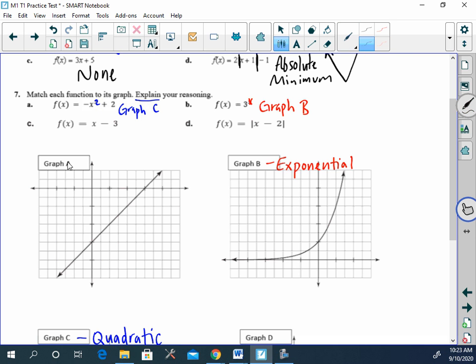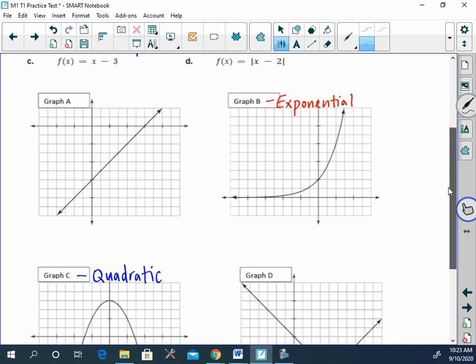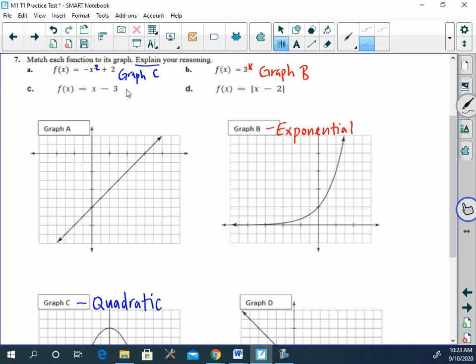Okay, then we can move to this one here. This one's linear. The x is down. There's no power to it or anything. Our slope is just 1 here. Our y-intercept would be -3, just to review that quick. But when we look at the two graphs left, the only one that's a line is graph A. So this one would be linear.